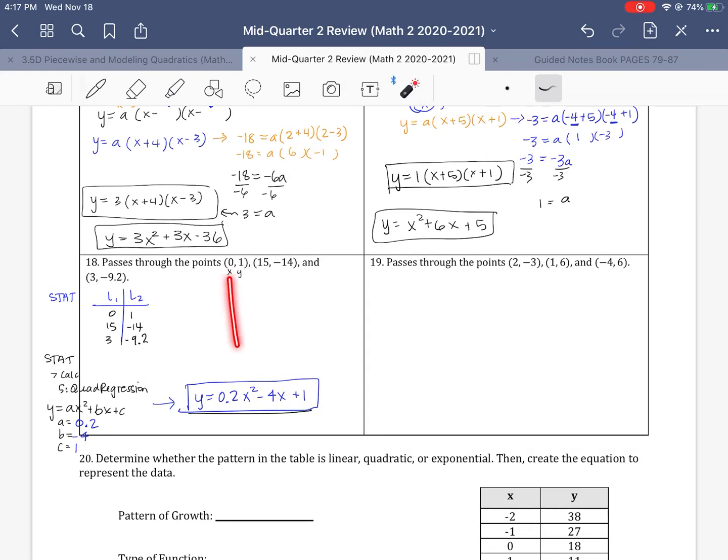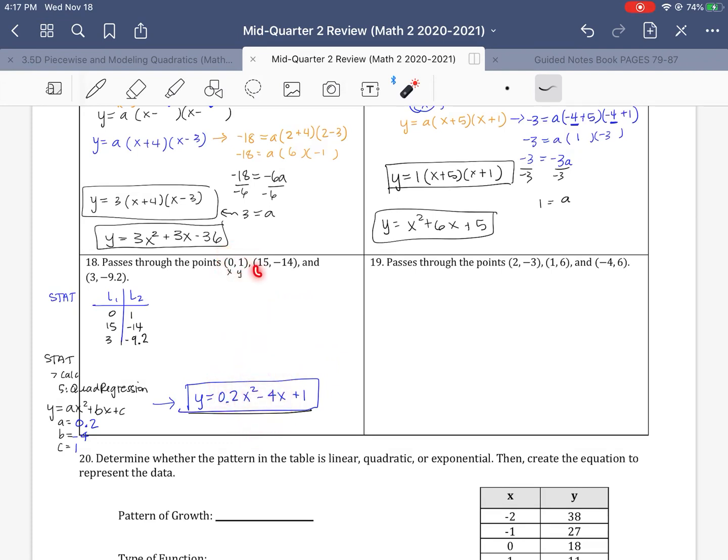So if we plug 0 in for each of the x's, notice that would be like 0 times 0.2, so that just turns to 0. This would be a 0. 4 times 0 is 0. So we would have, when x is 0, y is 1. And notice that that works.